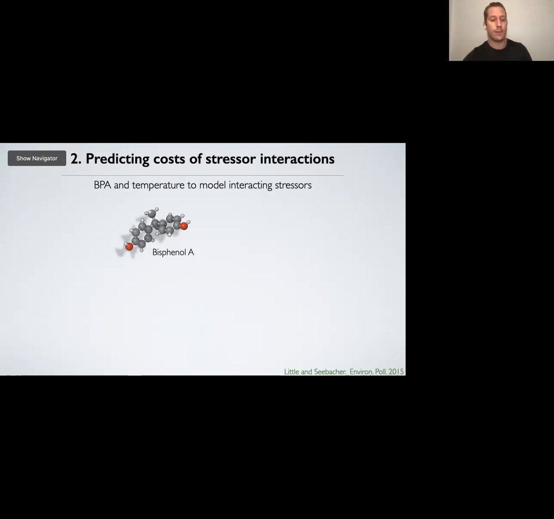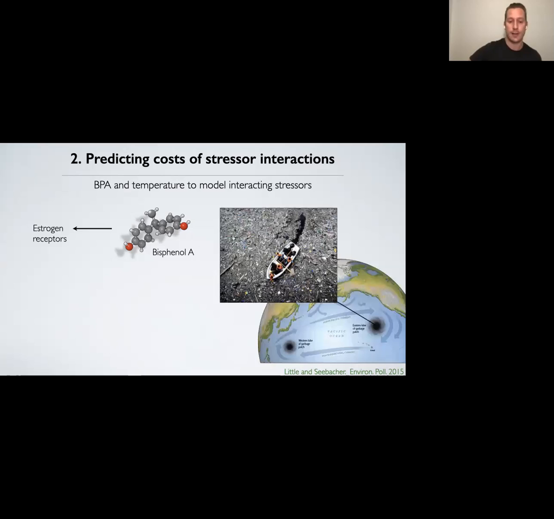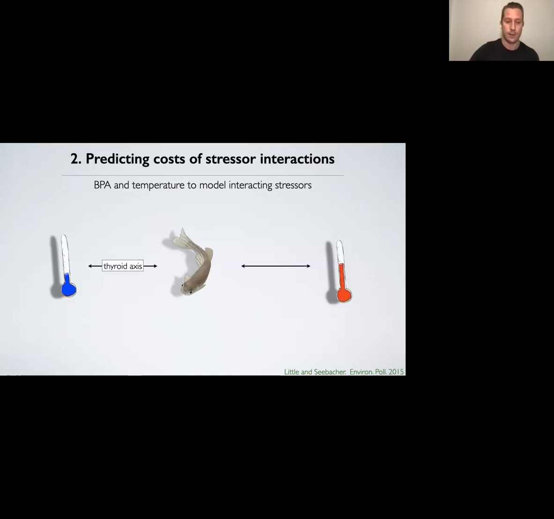So this is kind of a proof of principle study that I used. I specifically focused on endocrine disrupting pollutants, so BPA, because they represent a really good starting point to start looking at these stressor interactions. That's because we already know the physiological pathways that they act through. BPA has long been known to be an estrogen agonist, meaning it activates estrogen receptors. But in the last decade or so, it's also been shown to disrupt thyroid receptors.